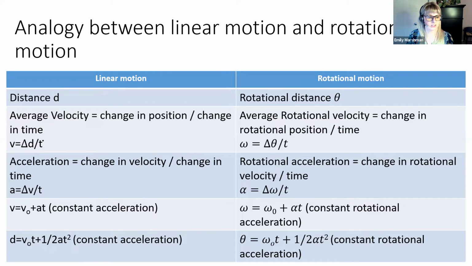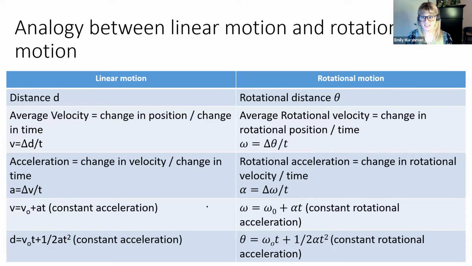Average velocity is the change in position over the change in time. Average rotational velocity is going to be the change in rotational position over time. And when we learned about linear motion, the acceleration is the change in velocity over the change in time. Rotational acceleration is the change in rotational velocity over time. So everything in linear motion has an analogy in rotational motion.